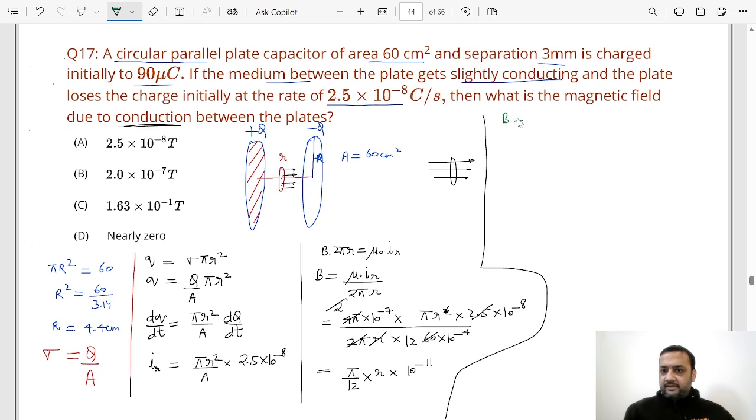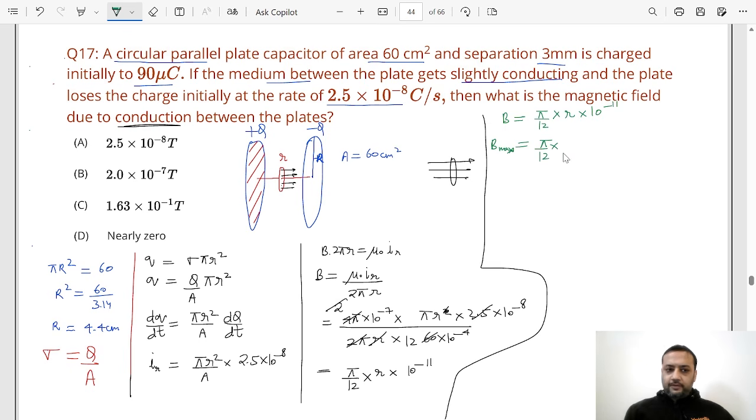So magnetic field, first of all, is a function of radial distance, and the value is pi by 12 into r into 10 to the power minus 11, right? Now see, this value is very, very small. In fact, what can be the maximum value of r? The maximum value of small r can be equal to capital R, which is 4.4 centimeter. So the maximum value of magnetic field will occur when small r is at max, equal to capital R. So we can say pi by 12 into capital R.